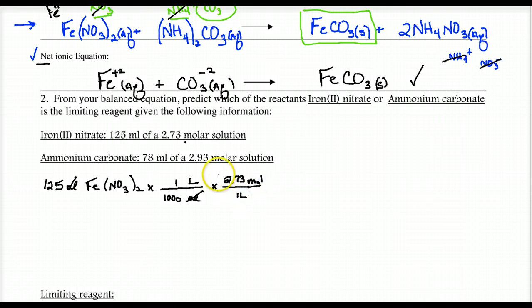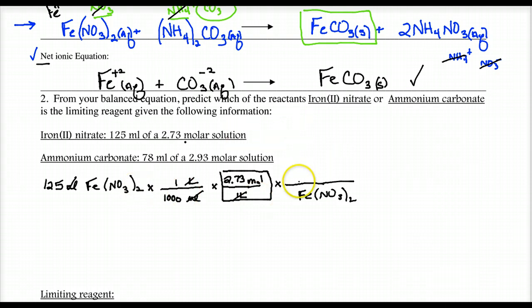So I'm going to use this right here as my gateway from volume of a solution, which is normally given, and its molarity to get moles. And now if I've got moles, I can put that into my mole ratio and do stoichiometry. So liters go, and this gives me moles of iron nitrate. Great. I want to get rid of iron nitrate. Okay, here comes the stoich part. We're going to use the mole ratios.